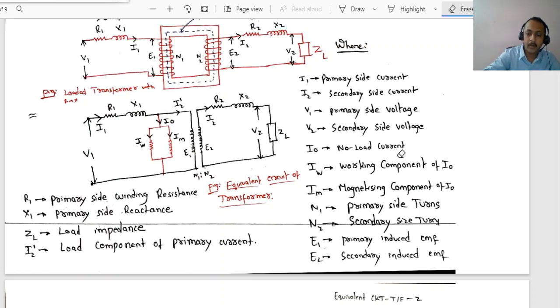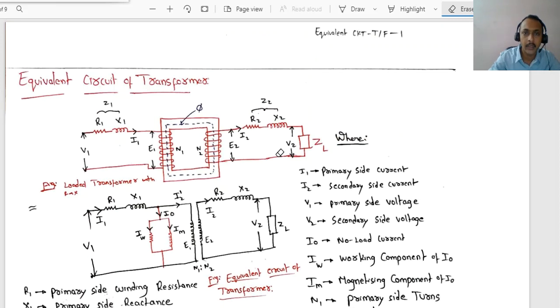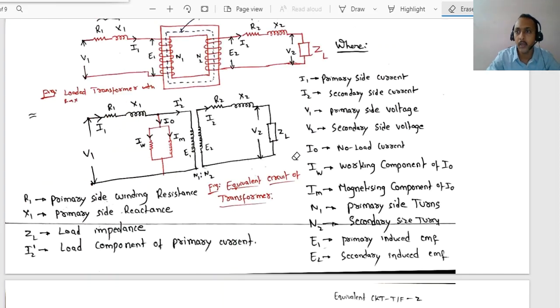right? Now observe, in order to simplify the problems or calculations part, we will transform the given entire circuit into either primary side or secondary side. If you recollect, with respect to the ideal transformer, so far we are saying the resistance and reactances are negligible, right? But with respect to the practical transformer, the windings will have their own resistances and reactances.